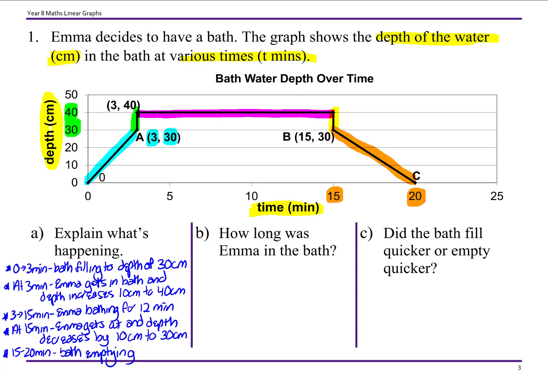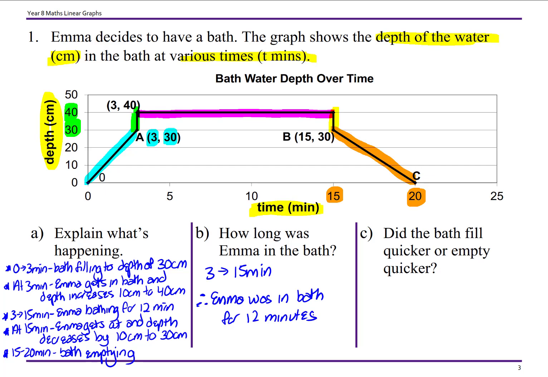How long was Emma in the bath? Well, that was that straight section, so she was in the bath from 3 to 15 minutes. Therefore, Emma was in the bath for 12 minutes.